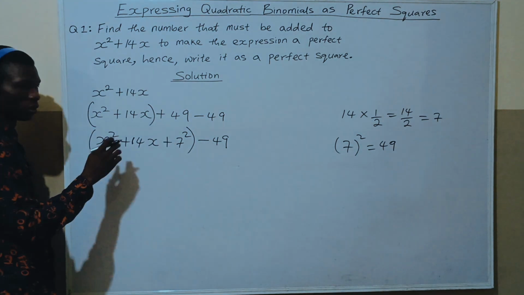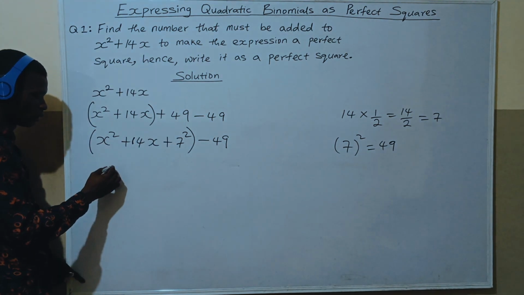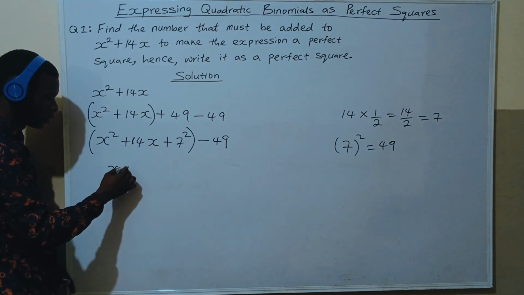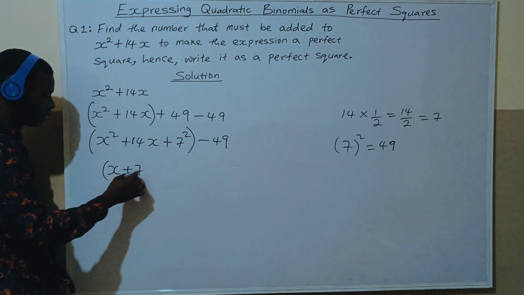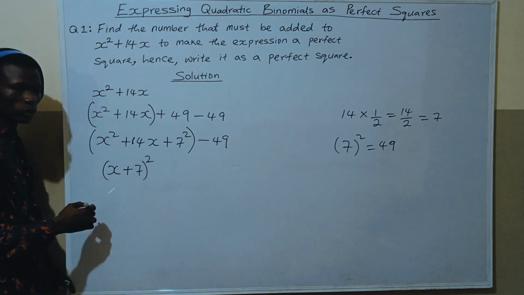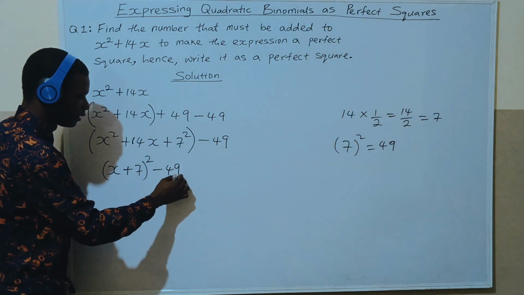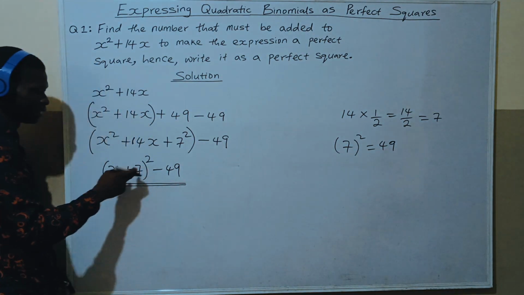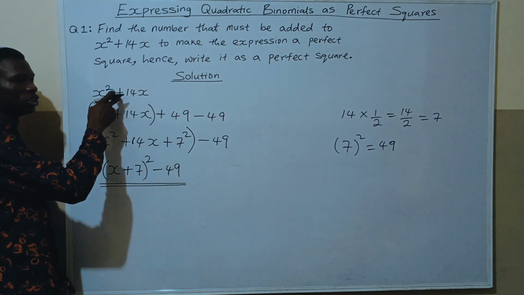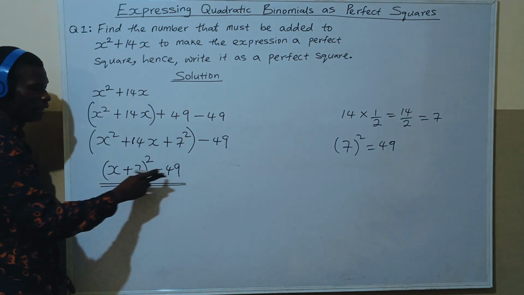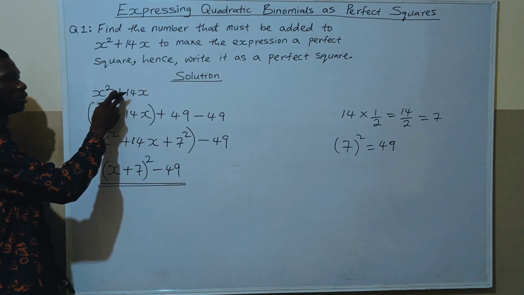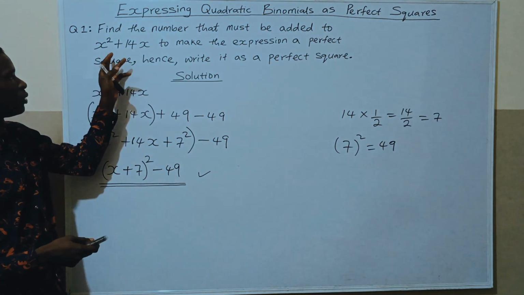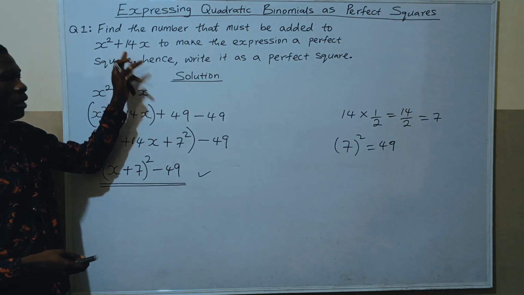Okay, now we want to express that as a perfect square. This is x squared, we are going to write only x. And this is 7 squared plus 7 squared, so we are going to write only plus 7. And then we are going to bracket both and square, minus 49. So this is the expression as a perfect square. And this expression is still keeping its original form, because when we expand this bracket and eventually subtract 49, we are going to return back to this expression. So that is question number 1. That helps us to write a quadratic binomial as a perfect square.